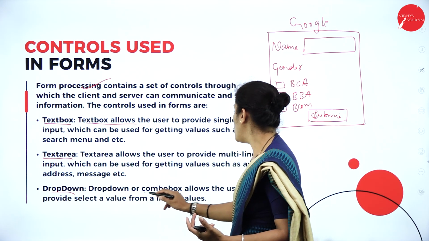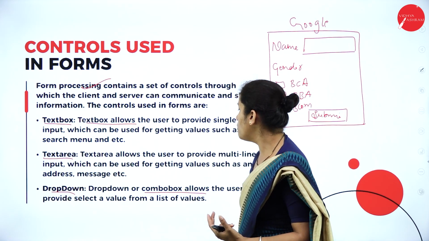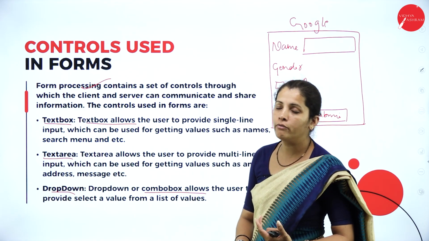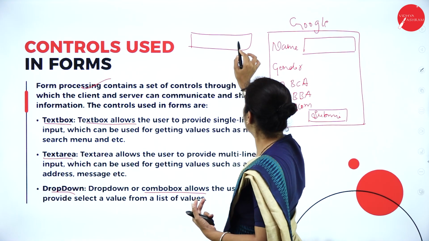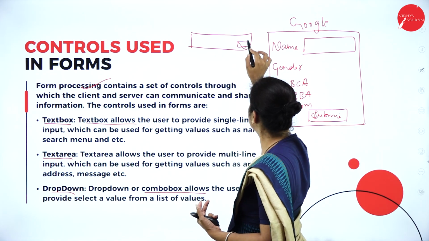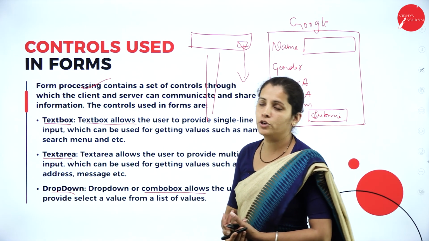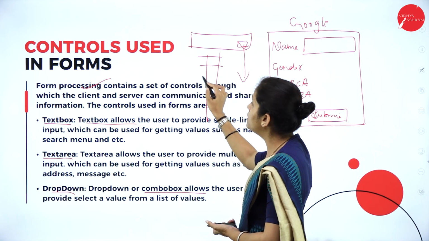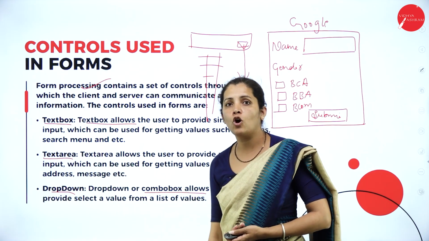Then drop down. Drop down or combo box allows the user to select a value from a list of values. So see here, this is your drop down. When I select this one, I want to get a long list of information so that the user can select one item. So that's nothing but your drop down.